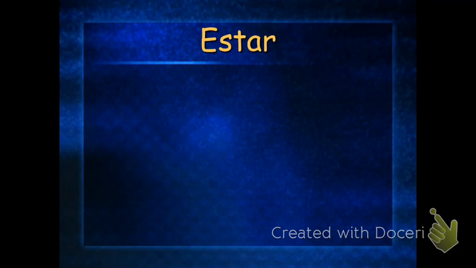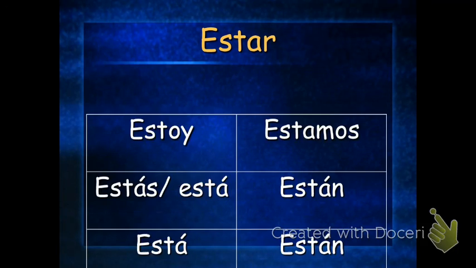Our next verb is the verb estar, which also means to be. So go ahead and make a table for estar, please. So let's look at estar.